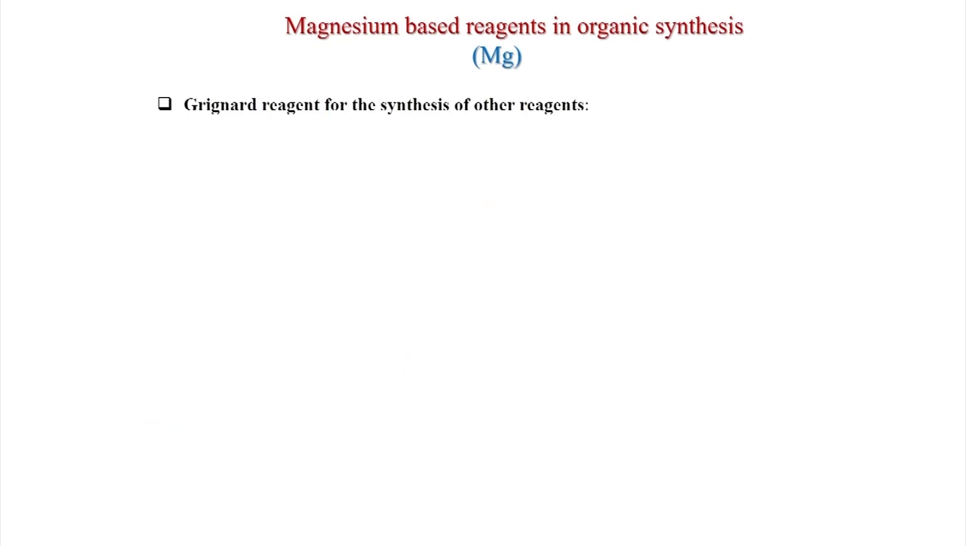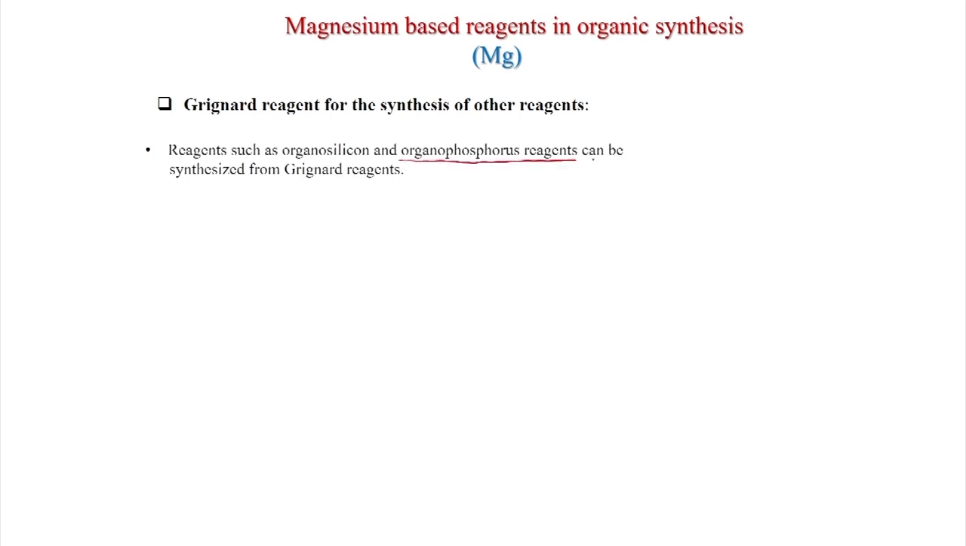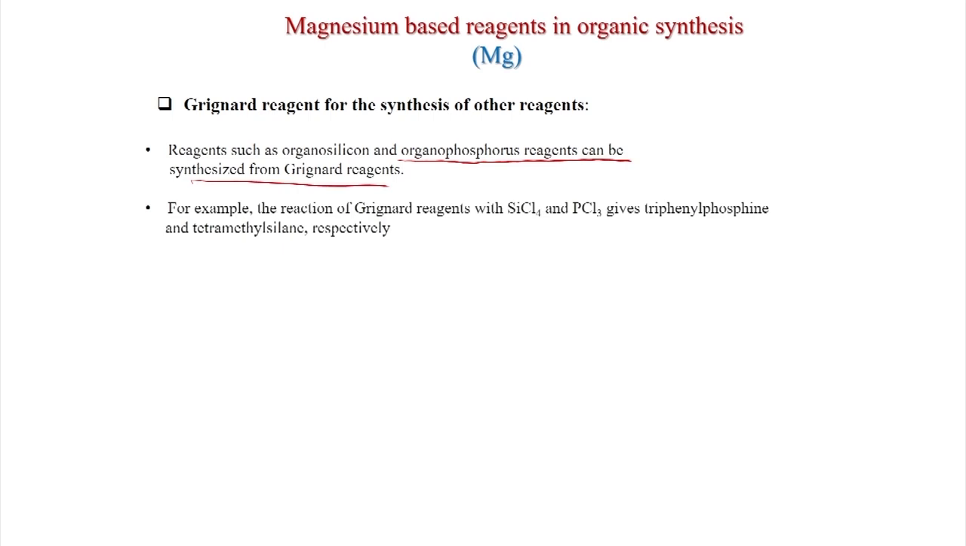Grignard reagents can be used for the synthesis of other reagents such as organosilicon and organophosphorus reagents. We have already seen transmetallations. Also here you can generate organosilicon and organophosphorus reagents. If you treat with tetrachlorosilane and phosphorus trichloride, you get triphenylphosphine and tetramethylsilane respectively.